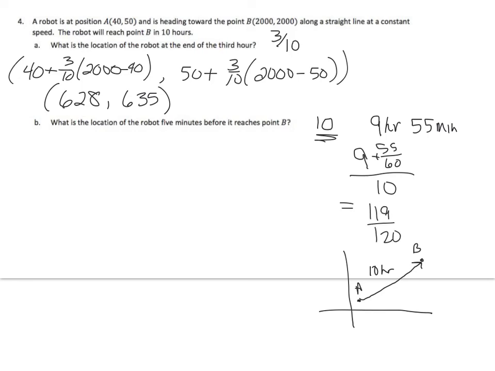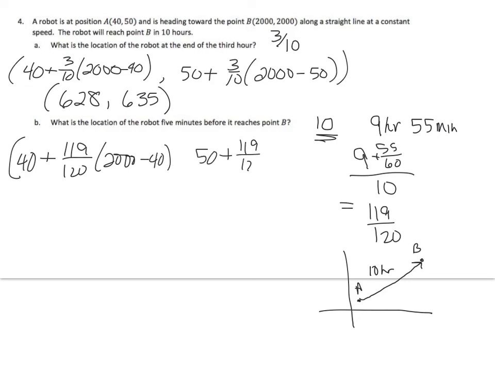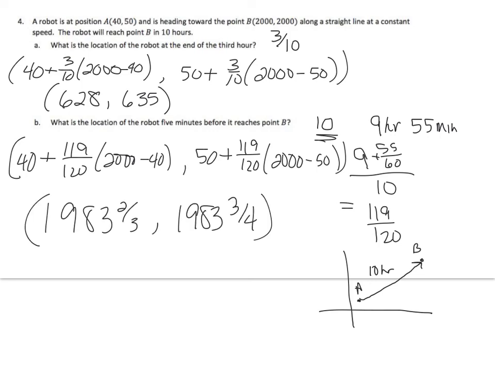All right, let's do it. So for my x term, I have 40 plus 119 over 120, 2,000 minus 40. And for my y term, I have 50, 119 over 120, 2,000 minus 50. Okay, let me crunch these numbers. Be right back. So there we go. I know exactly where the robot is. That's sort of fun.